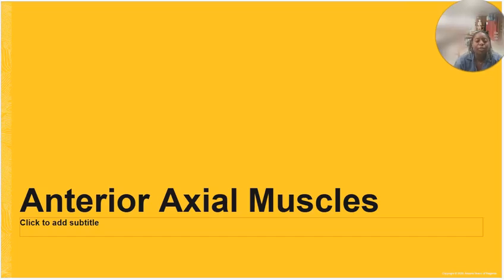Hey everyone, welcome to part 2 of axial muscles. Now we're going to cover anterior axial muscles. Just remember we're moving from that superior end, the head and neck muscles, and working our way down, more inferior. We're going to cover thoracic and abdominal muscles now.